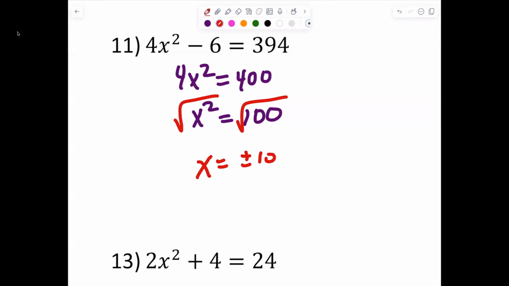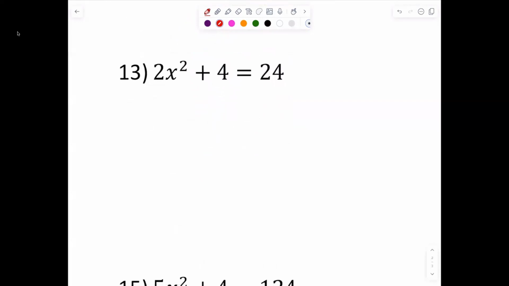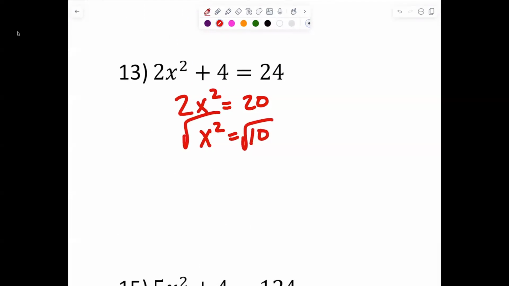All right, continuing with 13. What do I do? Minus 4. 2x squared equals what? 20. Now what? Divide by 2. X squared equals what? 10. Take the square root. Can 10 be broken down? No. So x is equal to plus or minus square root 10. That's all there is to it.